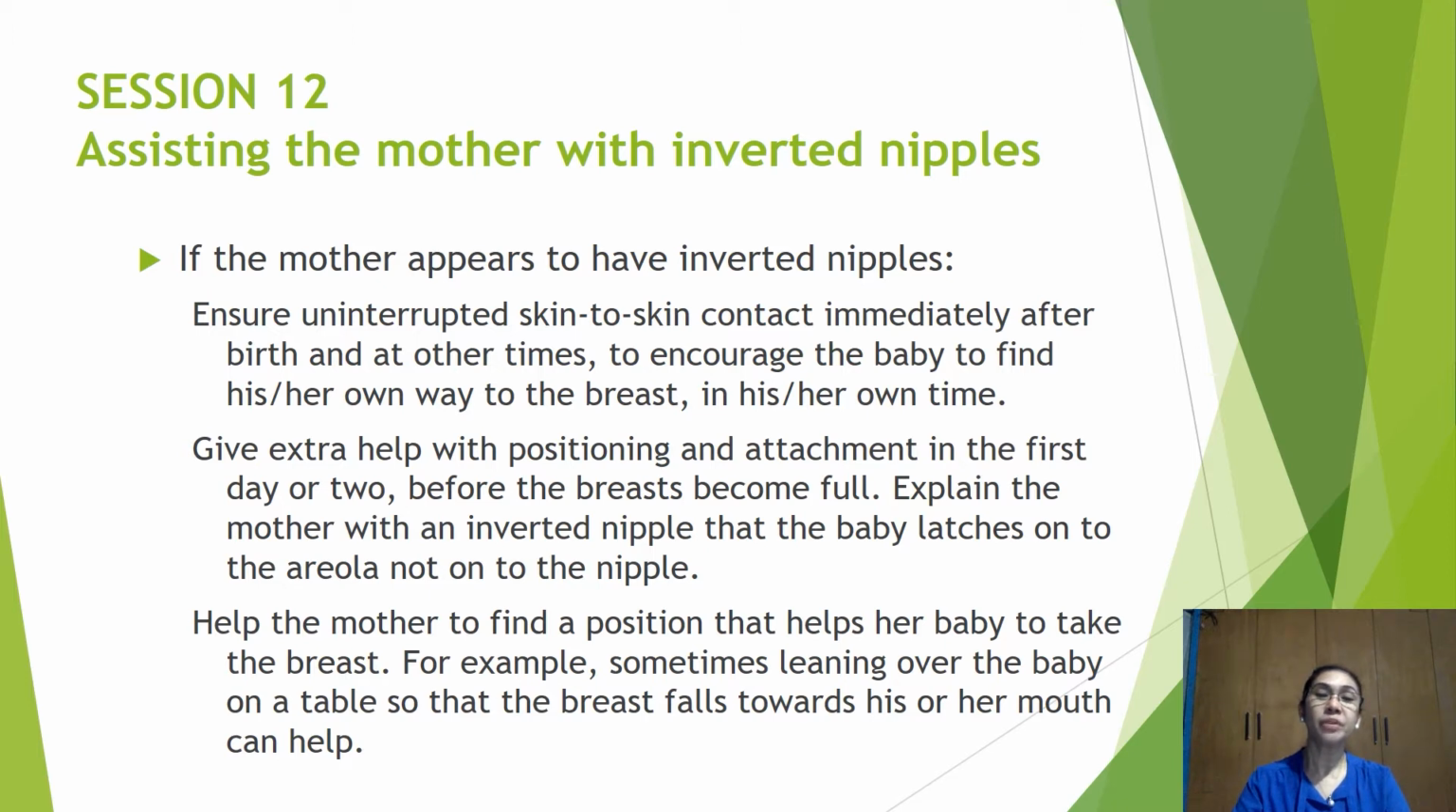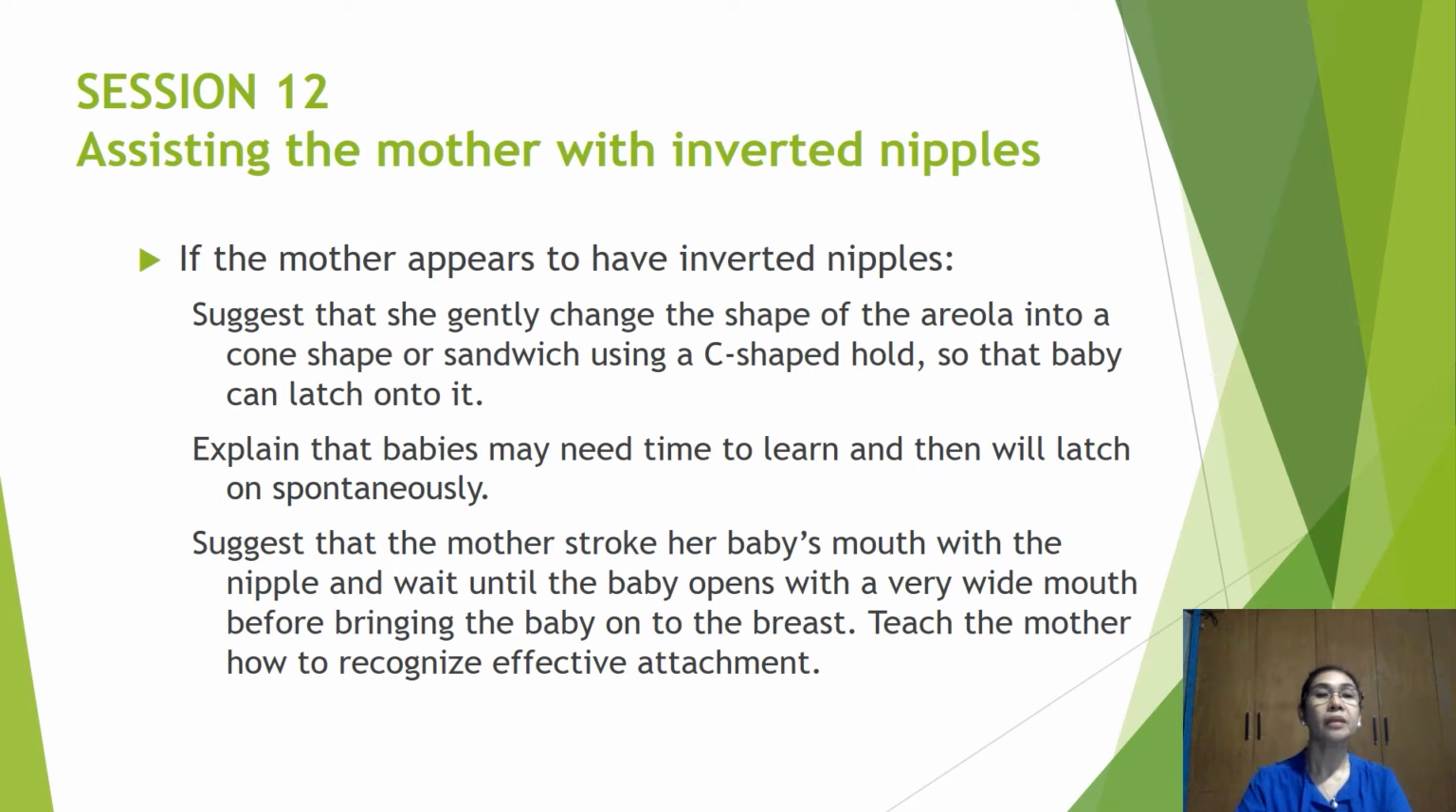Help the mother to find the position that helps her baby to take the breast. For example, sometimes leaning over the baby on a table so that the breast falls towards his or her mouth can help. If the mother appears to have inverted nipples, suggest that she gently change the shape of the areola into a cone shape or sandwich using a C-shaped hold so that the baby can latch onto it.